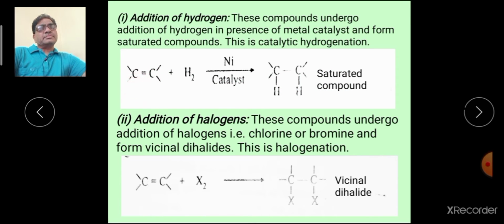The second one is addition of halogens. These compounds undergo addition of halogen, that is chlorine or bromine, and form vicinal dihalides, that is the groups are on different carbon atoms, and the reaction is halogenation. This is a compound containing a carbon-carbon double bond, and the halogen X2. Vicinal dihalides are formed.